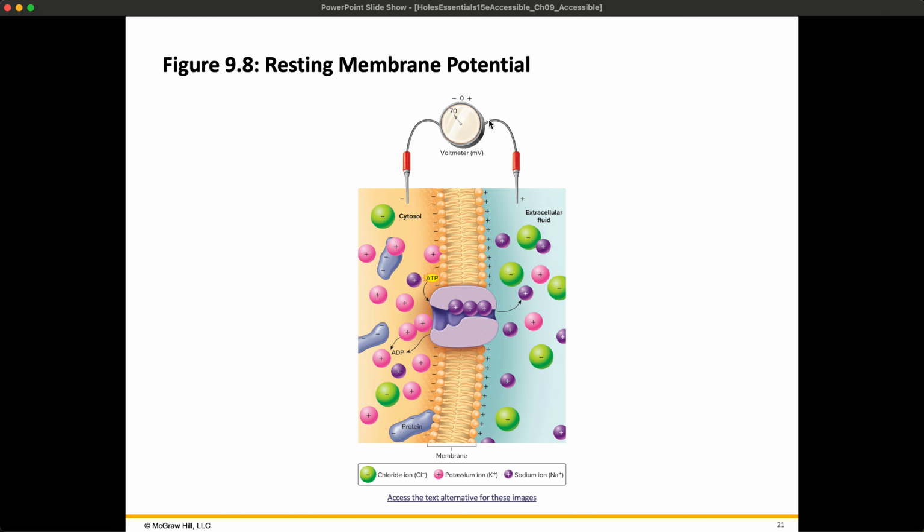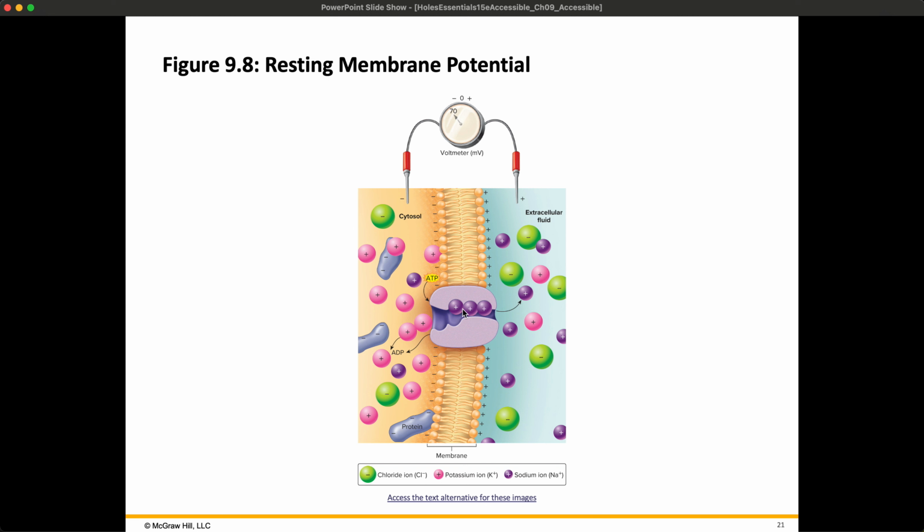So here you can see they're using a voltmeter. They have one inside the cytosol, inside the cell, and this extracellular fluid is outside of the cell. The purple are potassium, the pink are sodium, and the green, in this case, is a chloride ion. You can see proteins inside the cell. And so this is a sodium-potassium pump, embedded in the phospholipid membrane bilayer.